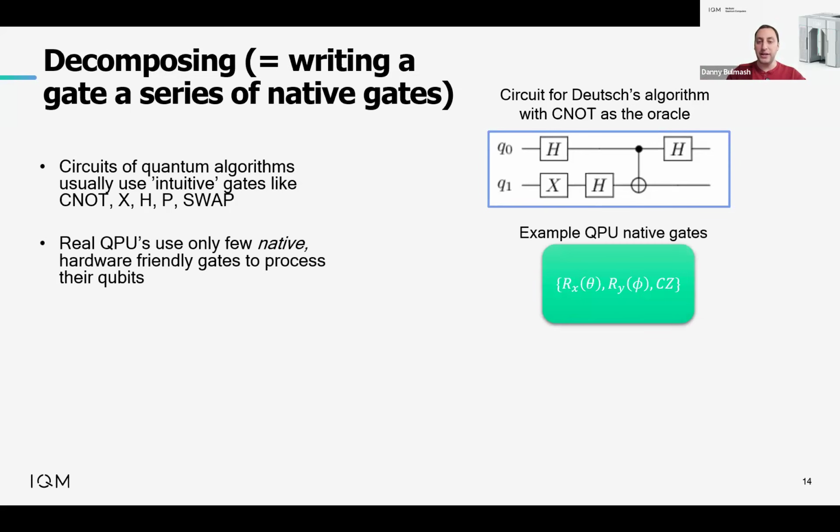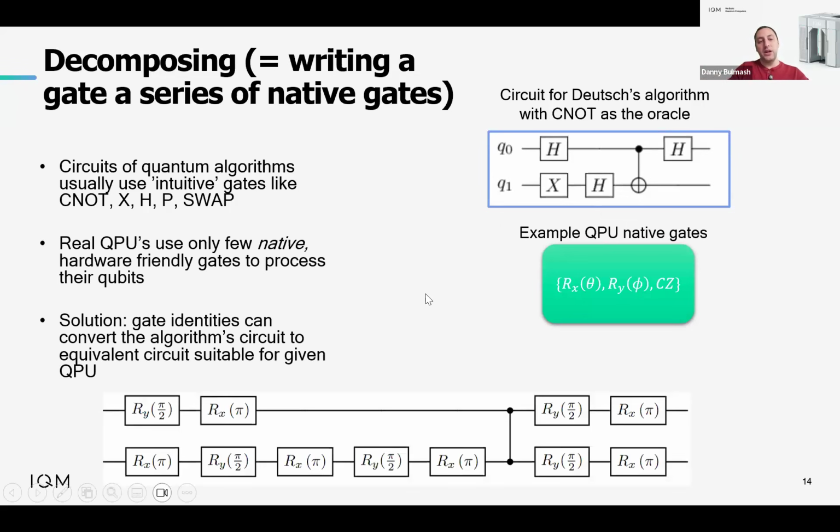The native gates on an IQM machine don't include a Hadamard gate, and they don't include a CNOT gate. So what we have to do is use various identities to convert the algorithm circuit to an equivalent circuit that our QPU can actually implement. So that's the picture I've drawn on the bottom.